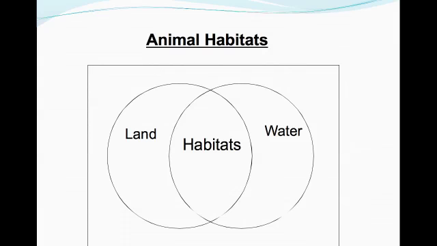Okay, take a look at this example. All right. Label animal habitats. The Venn diagram has land, habitats, water. Acceptable or not acceptable? What do you think? Well, it's not acceptable. And the reason is it's showing content. You cannot have something like this in there because that would be possibly showing an answer to a test.